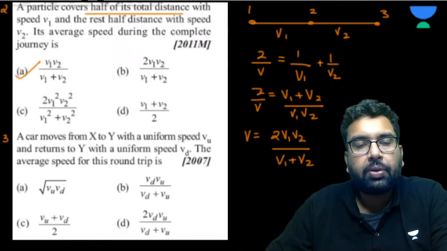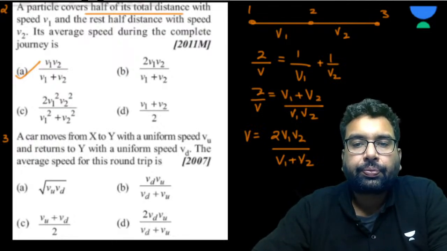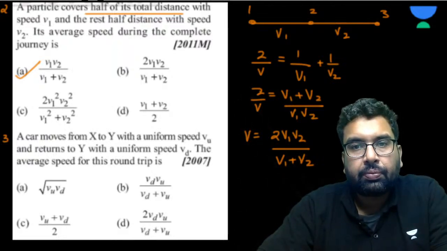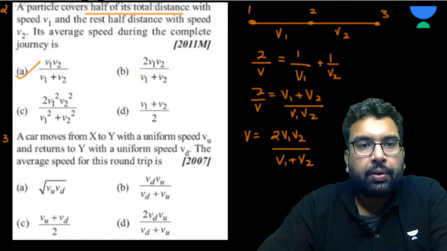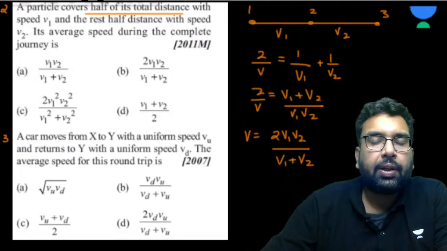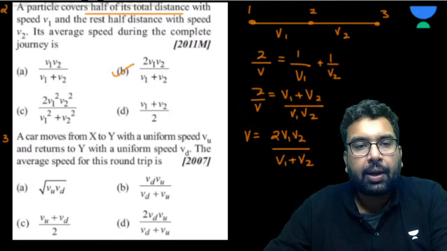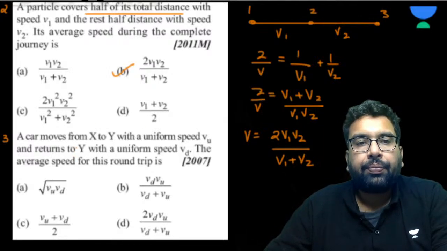Harsha, what is the option to the second question? Can you please tell me that? Come on, do it. Oh, yeah. In the first one, it is B. Sorry, it is 2 v1 v2 upon v1 plus v2. Yeah, sorry, my bad. Now, what is the answer to the third one?